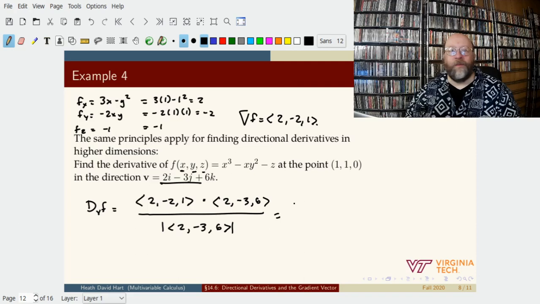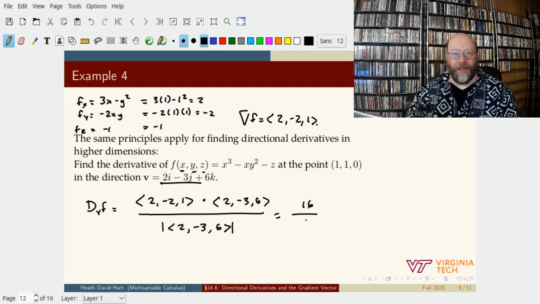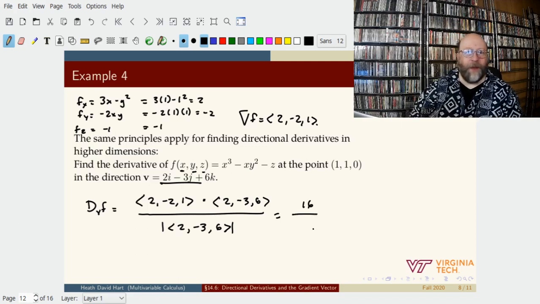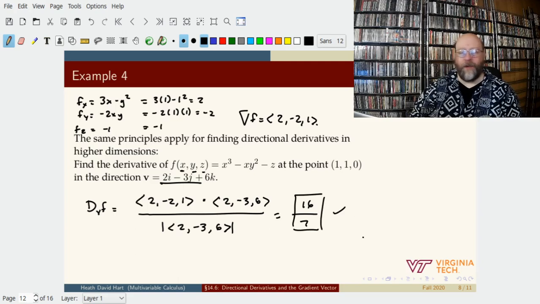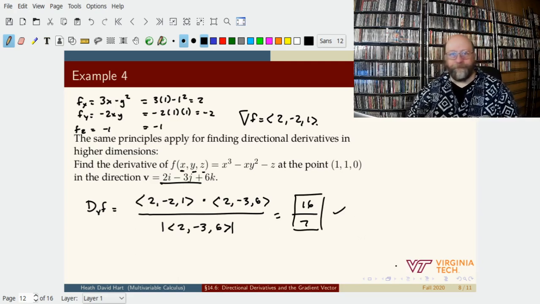2 times 2 is 4. Negative 2 times 3 is negative 6. 1 times 6 is 6. That gives me a 16. That's better. And then the magnitude of this vector turns out to be the square root of 49, which is 7. There we go. That's the correct answer, not what I had before. Okay. All right, we've got a couple minutes left.